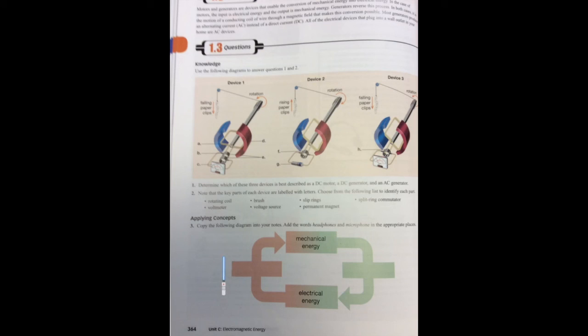The third one is asking, well, what's going on here? Copy the diagram, and you end up getting, this would be a headphone here, and then this would be the microphone right here.